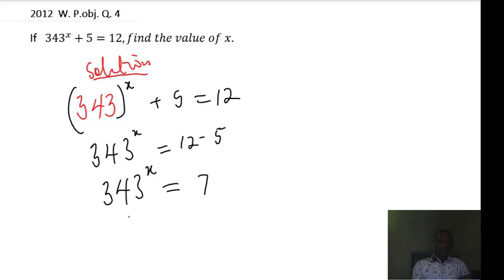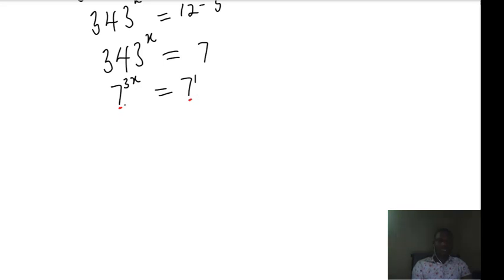Dear student, 343 can be written as 7 exponent 3, and this 3 will come and multiply the x. This 7 here can also be written in terms of indices as 7 exponent 1. Because the bases are the same, we have 7 here and 7 here. Because the bases are the same, we equate the exponents.